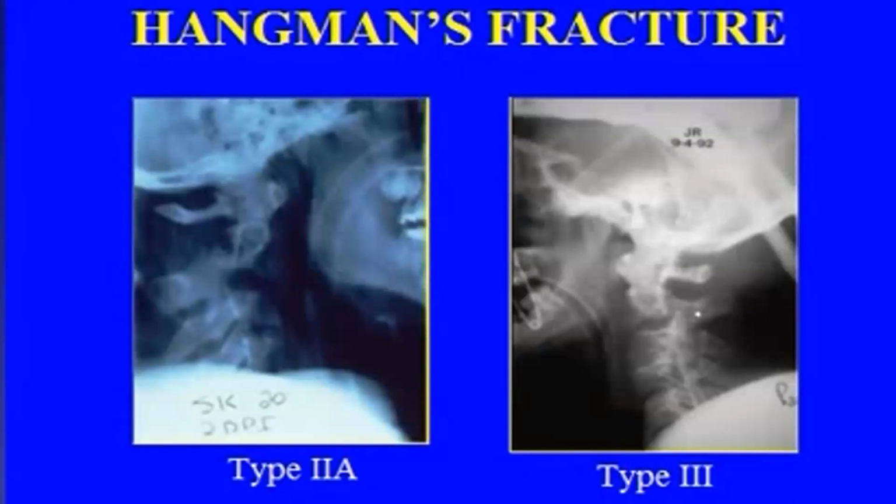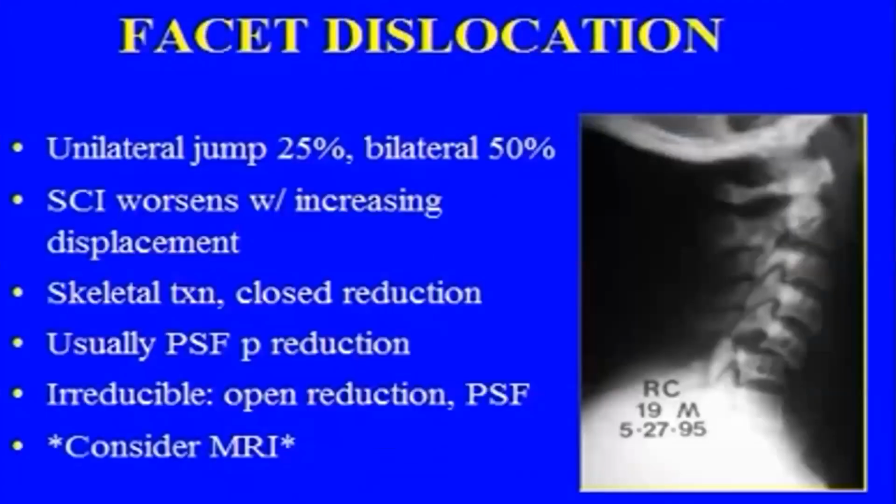You have to know the classification of Hangman's fractures into types 1, 2, and 3, 3A, 3B, where you have a dislocation of the facet joints, and these require open reduction.